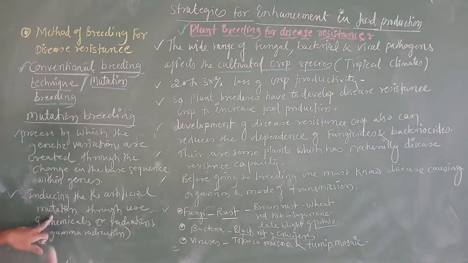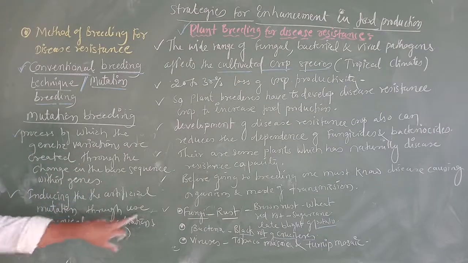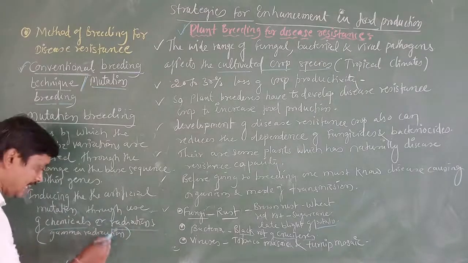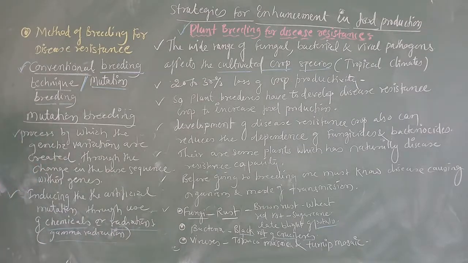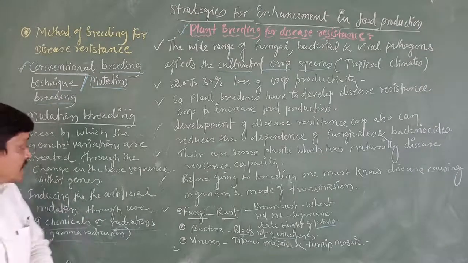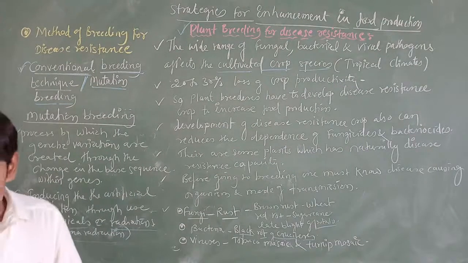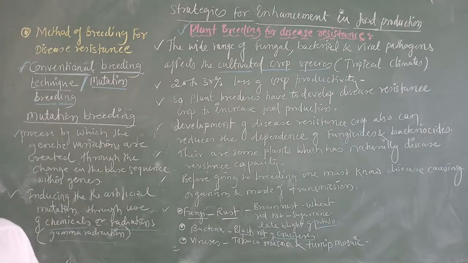Artificially we are going to introduce mutations through the use of some chemicals and radiations like gamma radiations. Using chemicals and radiations like gamma radiations, we induce an artificial change in the base sequence within the gene to get the desirable character in new plants, and this process is called mutation breeding.